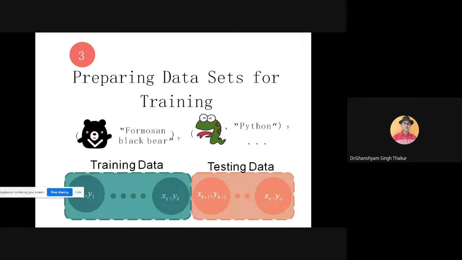So you can say the beer, formation black bear, and the Python. So Python is the testing data, and formation black bear is training data.